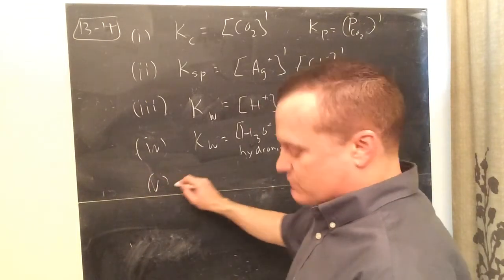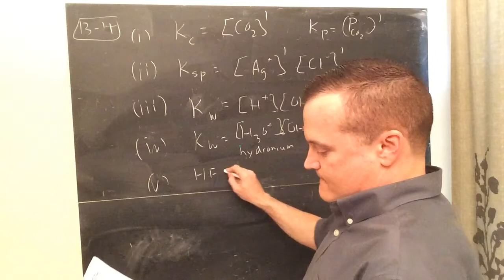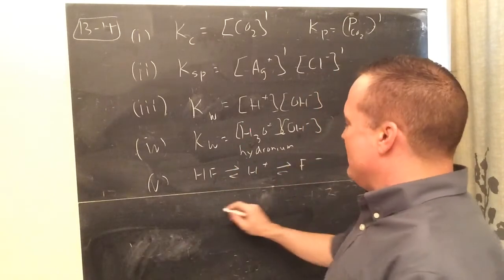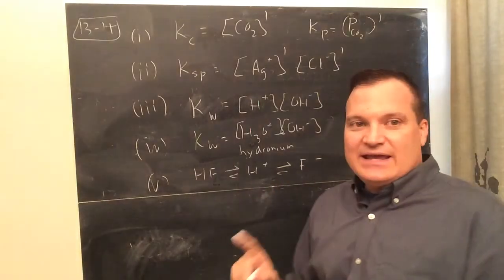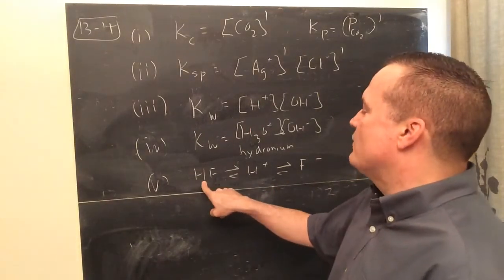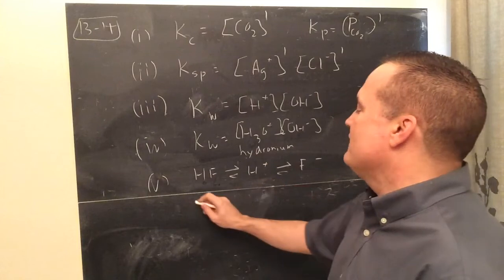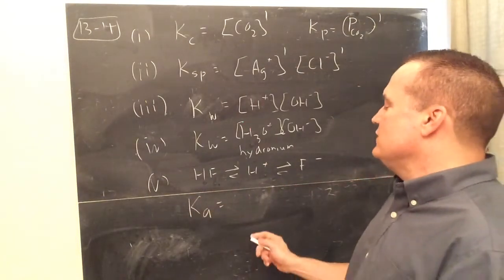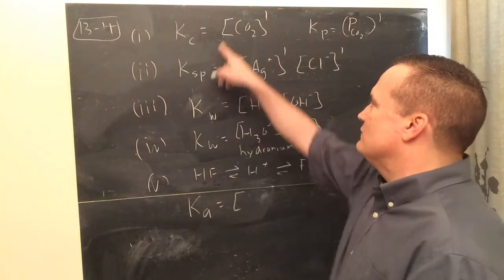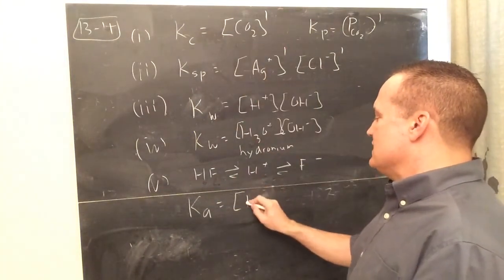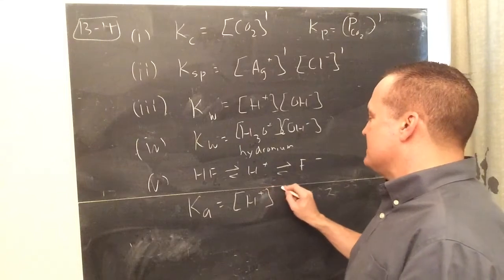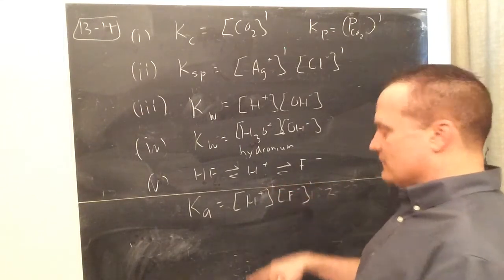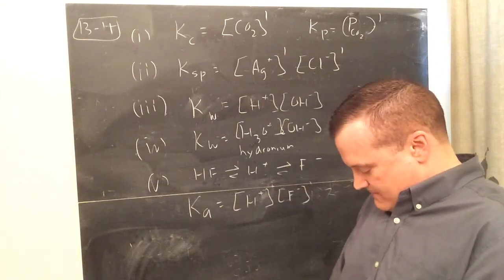Okay, and then here's one. Number 5 says, what if I have HF going to H+ and F-? Well, this is an acid. Anytime that a substance on one side releases H+ on the other, that's an acid. So we call it Ka for acid. But the good news is you do it the same way as you do the molarity Ks. Kc, H+ and F negative. And they both have 1s. You don't have to worry about putting any number in there for that one. All right.